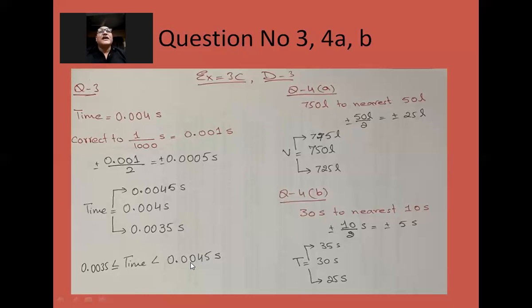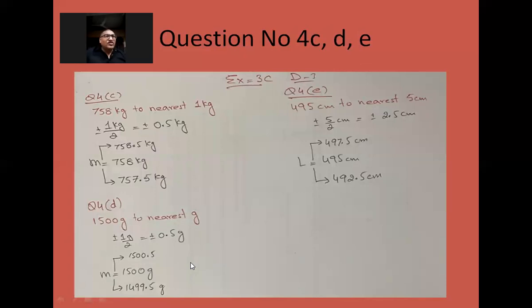So very easy. That's the question number 4A and B part. Hopefully you understand. It's very, very simple. Question number 4 and its C part, he says 758 kg to the nearest kg. To the nearest kg means 1 kg. So 758 kg is the main measurement, and this is correct to 1 kg.